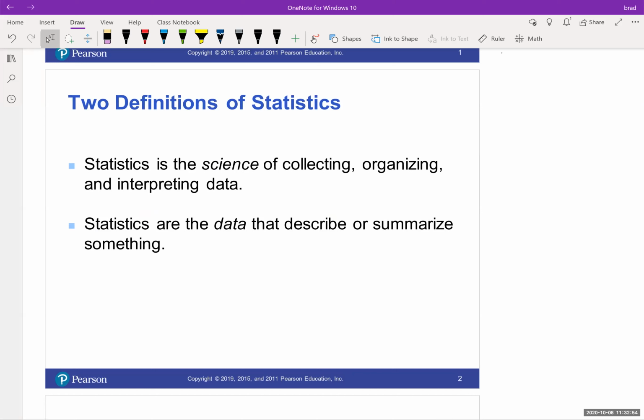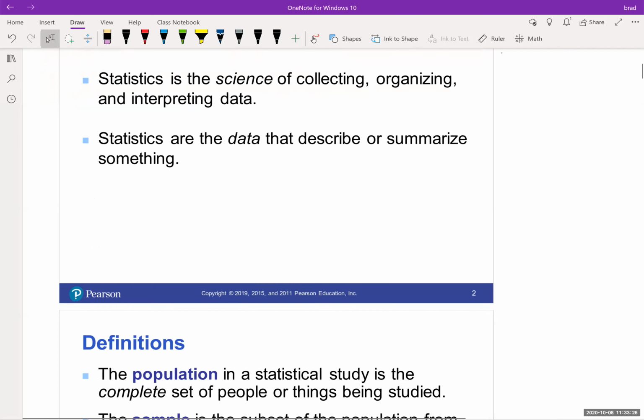So first thing is we want to talk about the two definitions of statistics. Statistics is the science of collecting, organizing, and interpreting data, but statistics can also be referred to as data that describes or summarizes something. In general, when you're using statistics, it describes the sample. When you're using a population, it's called a parameter. So normally when you're talking about statistics, it's describing a sample. And then obviously you can use it as the science of collecting data and interpreting data.